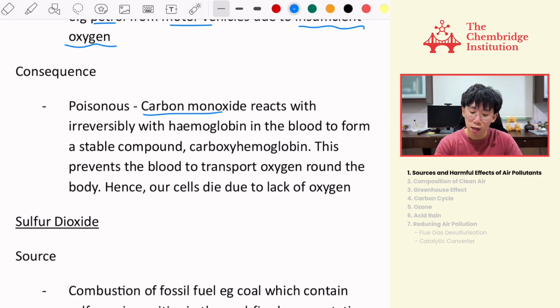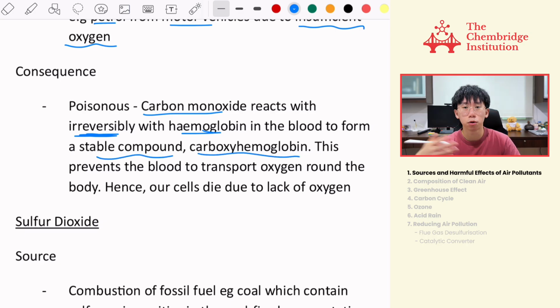It's very poisonous because carbon monoxide can actually react and bind irreversibly with hemoglobin in the blood. It will form a very stable compound called carboxyhemoglobin. What is affected is the oxygen-carrying capacity of your hemoglobin. Usually your hemoglobin will carry oxygen around the body to your muscles so that they can undergo respiration to produce energy. But now that your hemoglobin has CO, which is carbon monoxide, bound to it, it cannot carry oxygen anymore. So you will slowly die due to lack of oxygen, or specifically your cells will die. So that's why it's very poisonous.